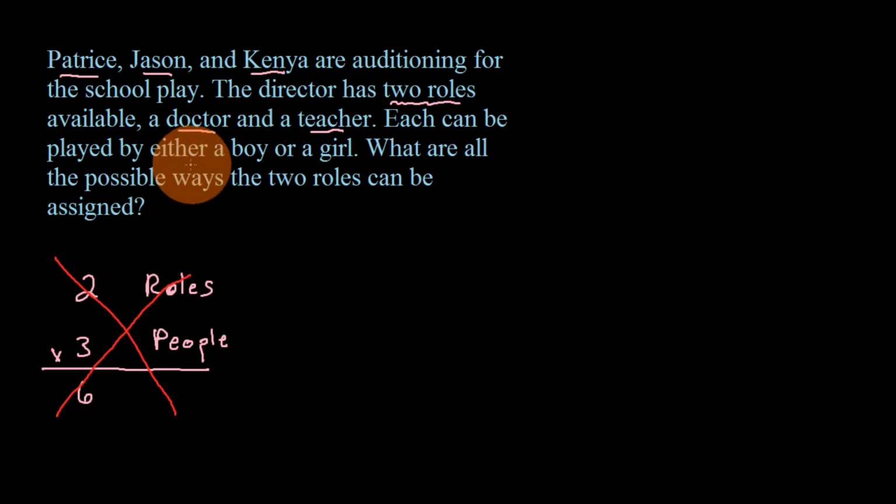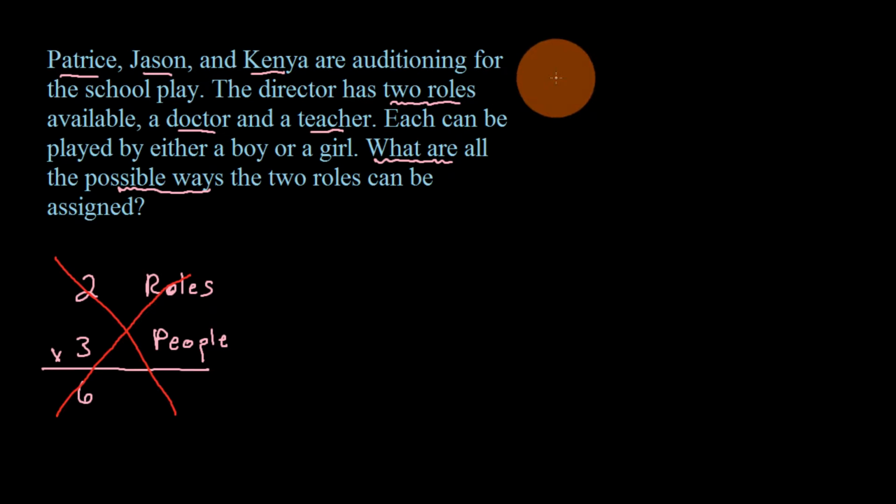Let's go ahead and see if there's some more key information we missed. I want to just look at this last sentence. I'm going to go back to my pink pen real quick. So what are all the possible ways the two roles can be assigned? Those are the key words. What are? They're not asking how many, they're asking what are and possible ways. So they're not necessarily asking for how many combinations or how many pairs. They're not asking us to multiply 2 times 3 here and give them a value. They're asking us to create a list.